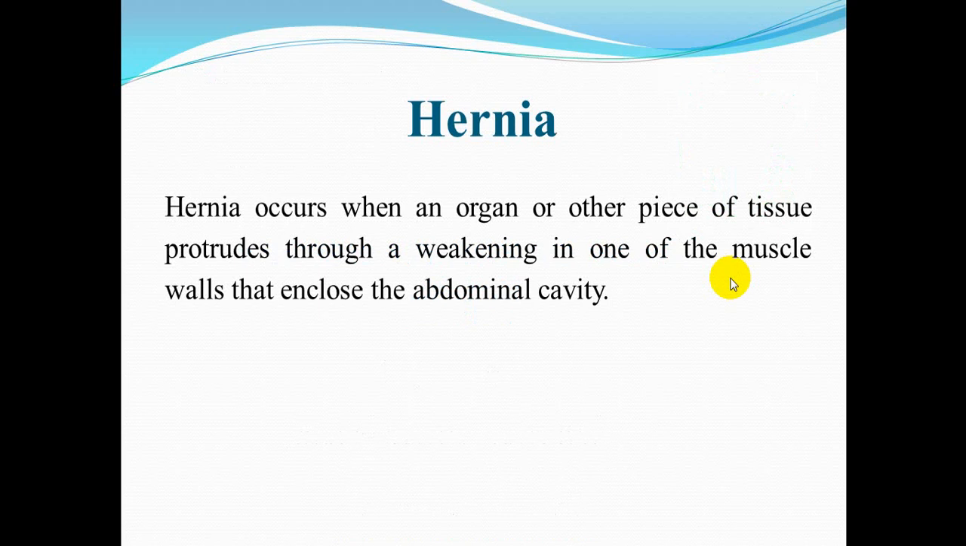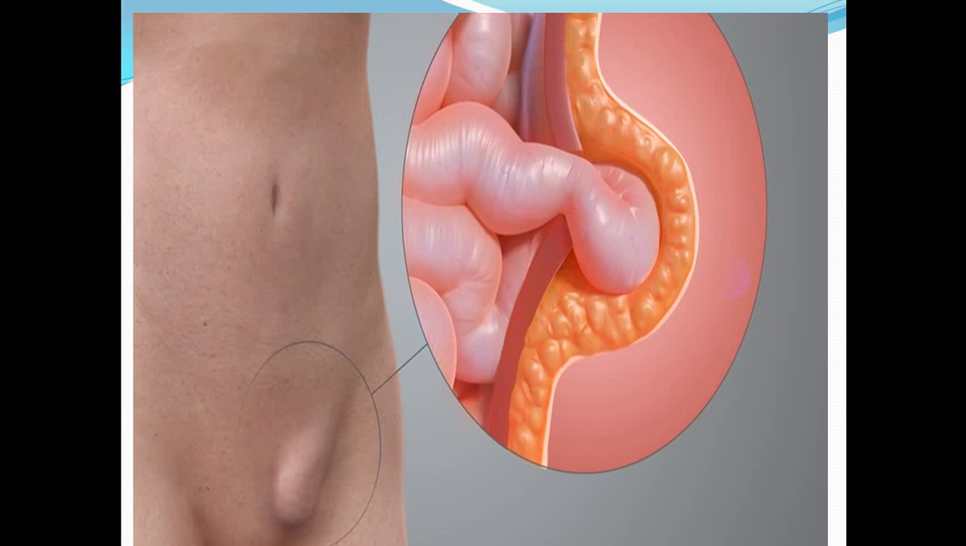Hernia occurs when an organ or other piece of tissue protrudes through a weakening in one of the muscle walls that enclose the abdominal cavity. This picture shows the hernia. هاي الصورة تبين لنا انه الخلل وين يصير، هو يصير weakness بالabdominal wall، وبالتالي جزء من الانتستين راح يظهر، أي راح يصير tearing بالabdominal wall، وبالتالي راح يظهر جزء من الانتستين.